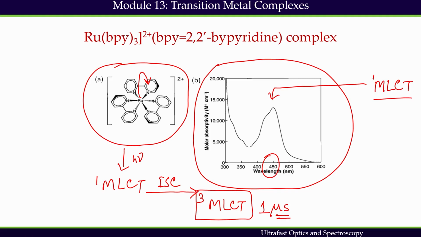Femtosecond transient absorption spectroscopy. So, the lifetime of the triplet excited state was known, that is 1 microsecond, but the time scale of this ISC process was not known, and femtosecond spectroscopy was employed to reveal those time scales.